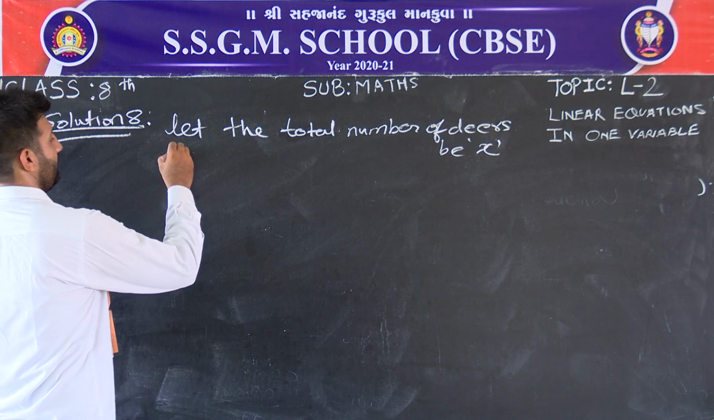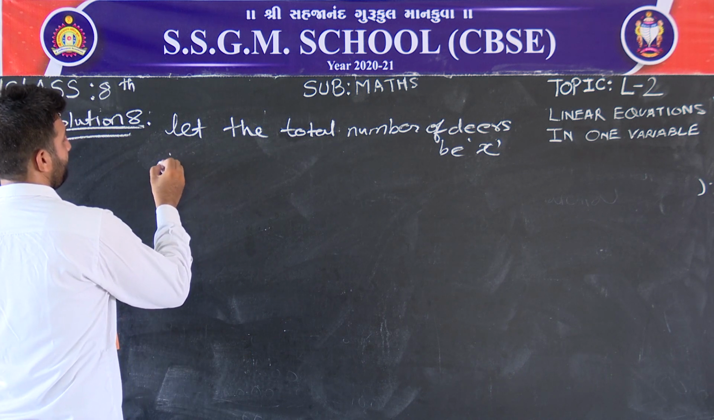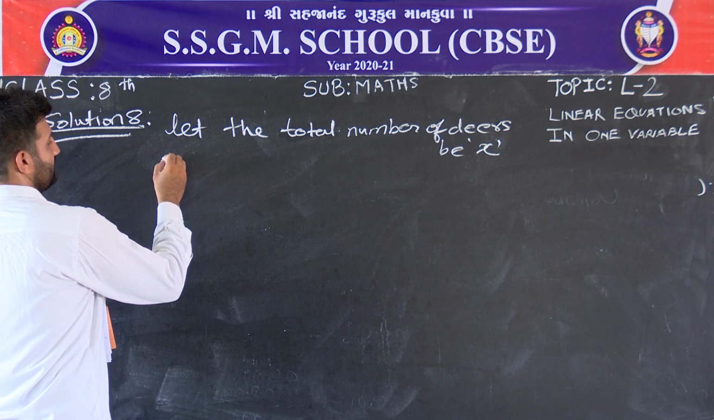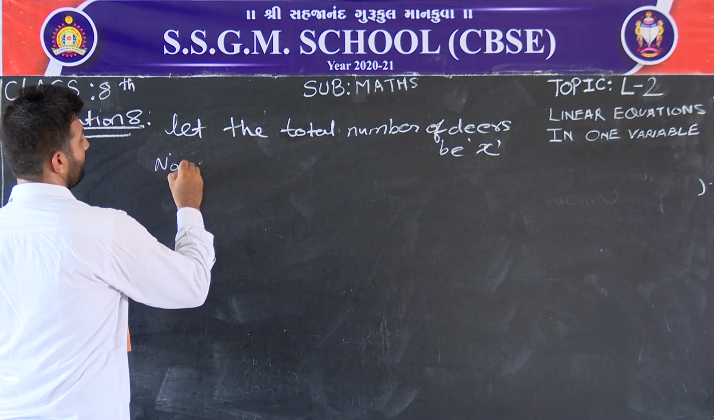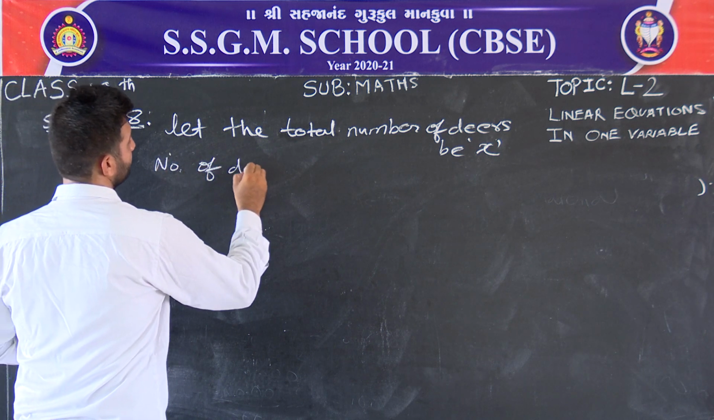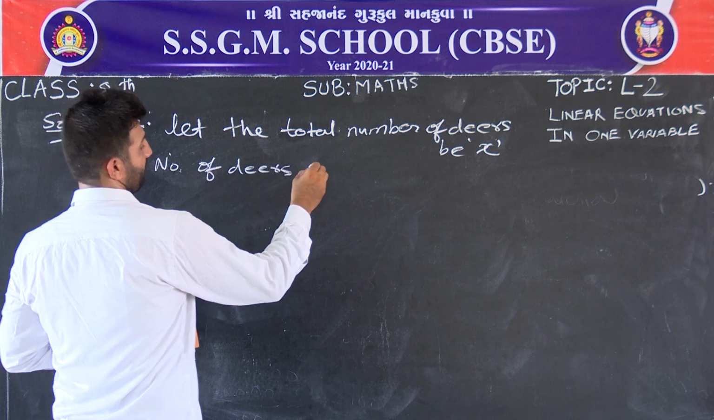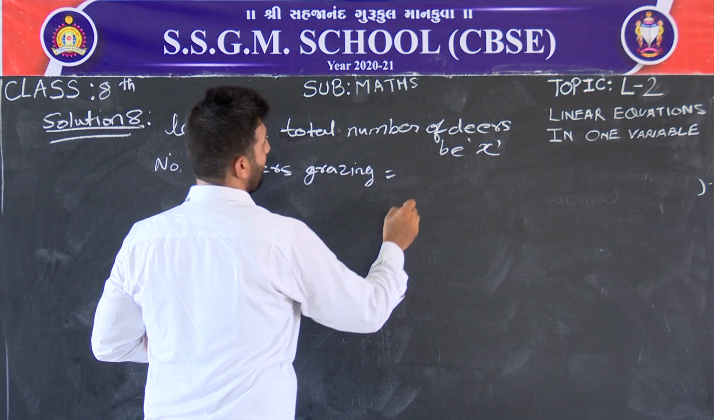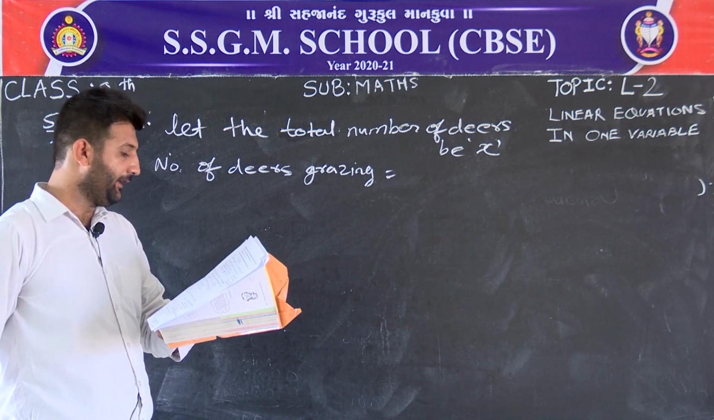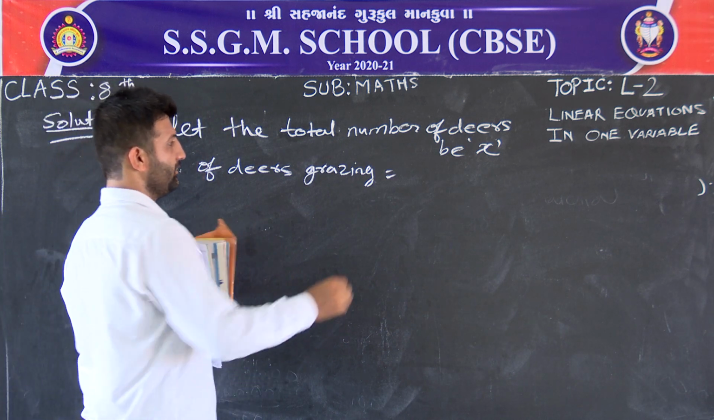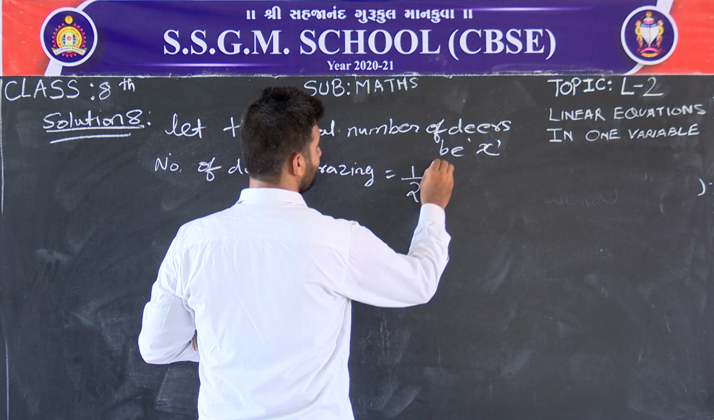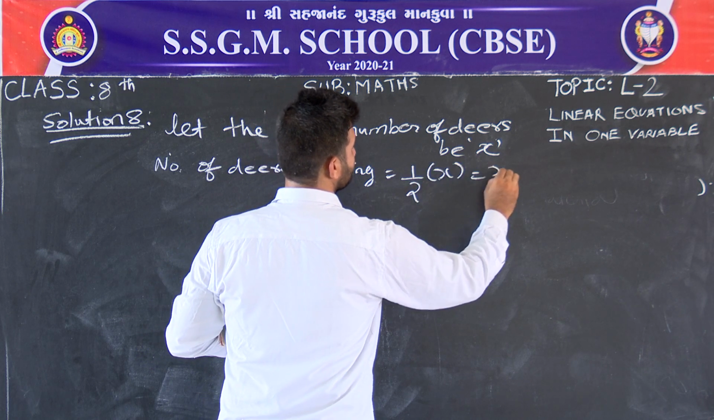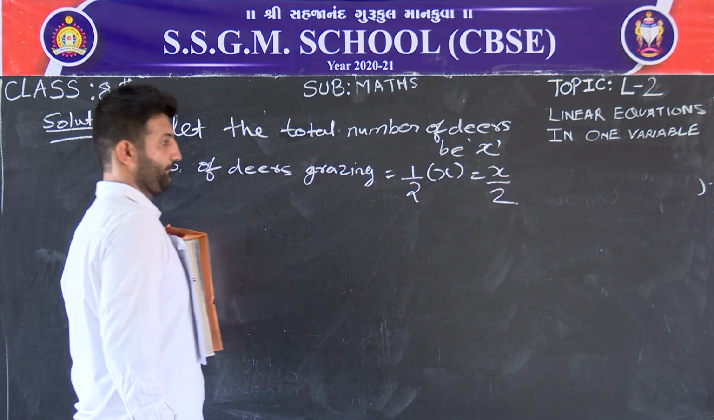So it is given that few are grazing. So the number of deers grazing will be equal to half. It is given that half of the herd of deer are grazing. So half of x will become x by 2.